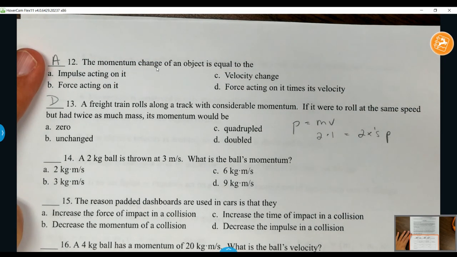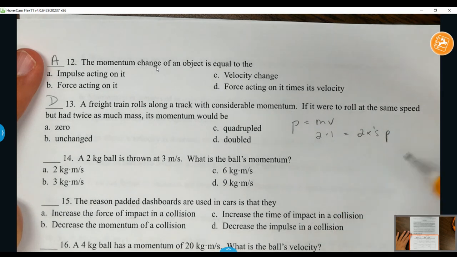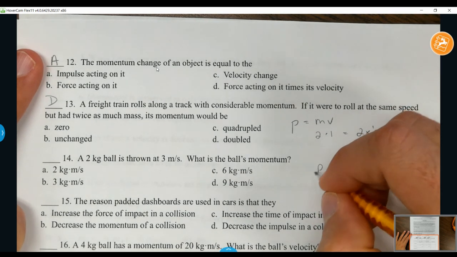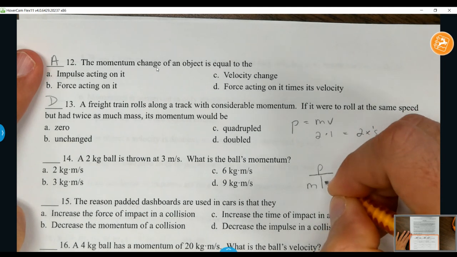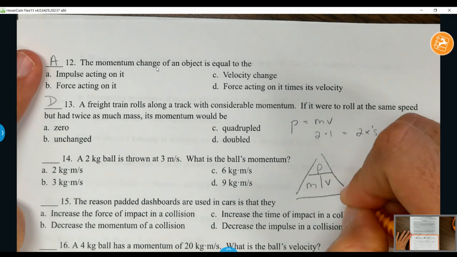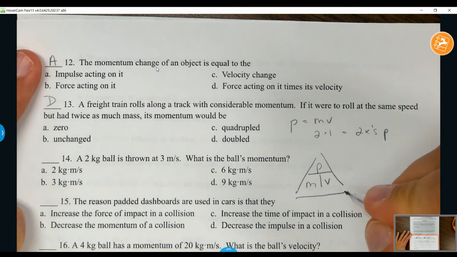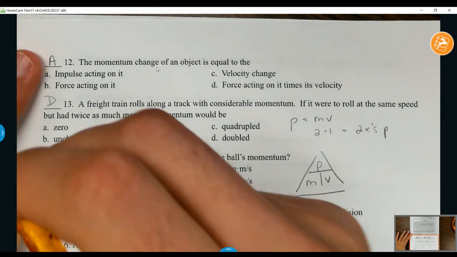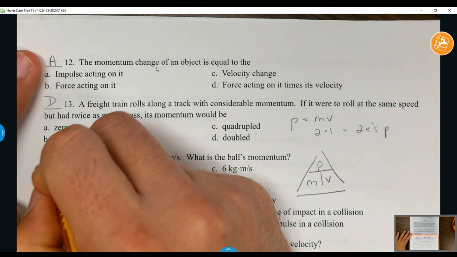From the triangle on the other side, mass times velocity is going to give us momentum. So you're looking here at 2 times 3, which is going to give us 6 kilogram meters per second, or letter C.